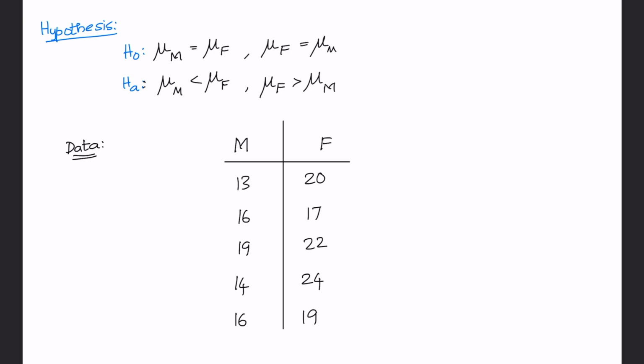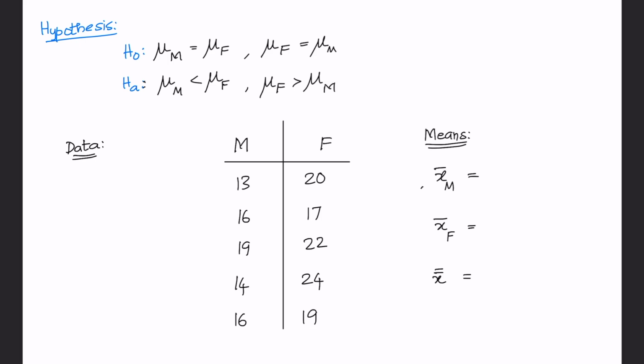Remember that we have to find 2 means. So what are the means that we have to find? We have x bar of the males, x bar of females, and x double bar. So the mean of males, the mean of females, and the total mean. Let's start with each of these means.